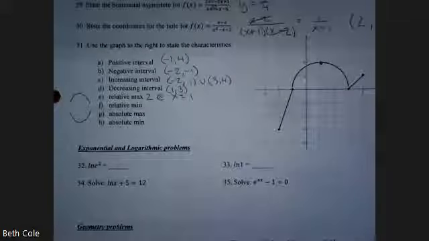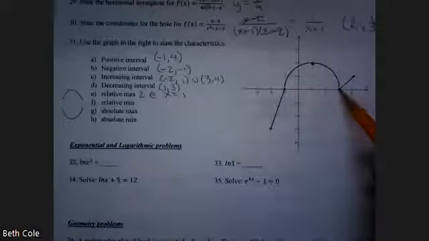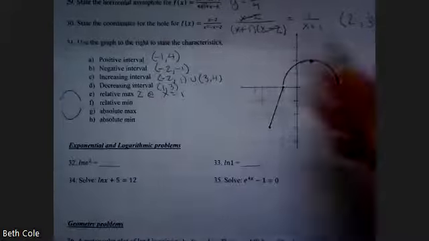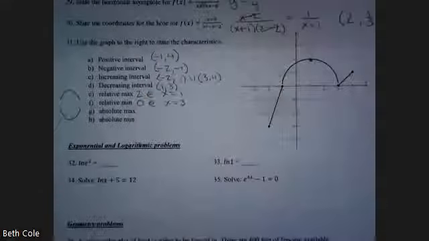Do we see a place where that happened? Like the graph decreased and then increased. Yeah, good, right here. It's 3, 0, so we're gonna write it as 0 at x equals 3.